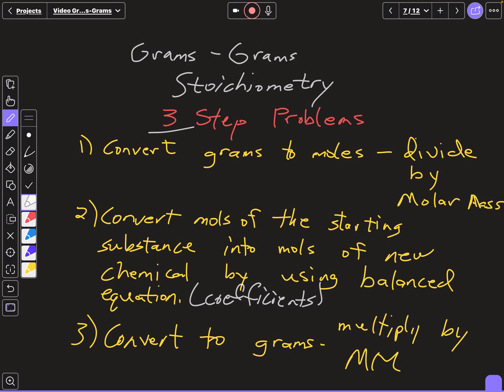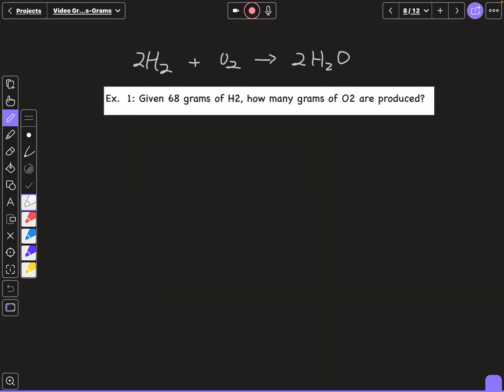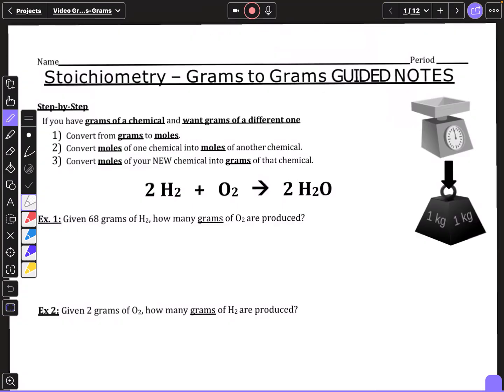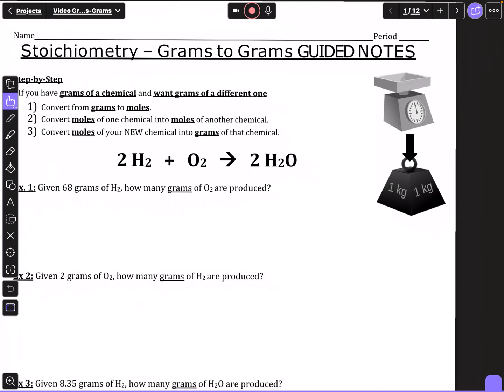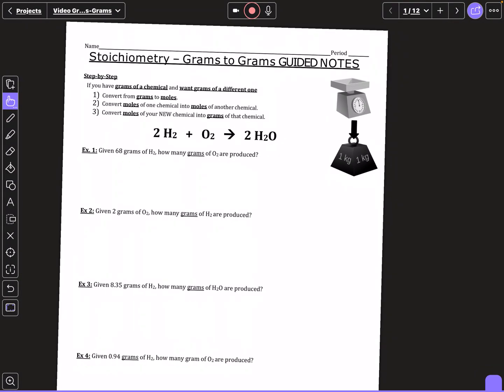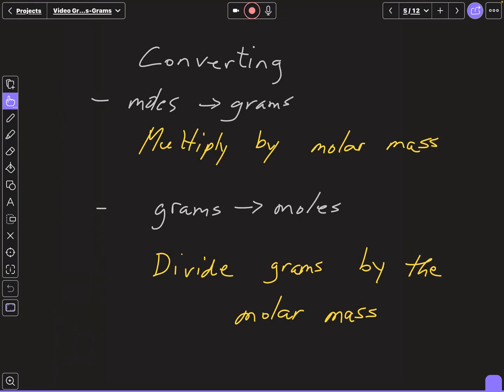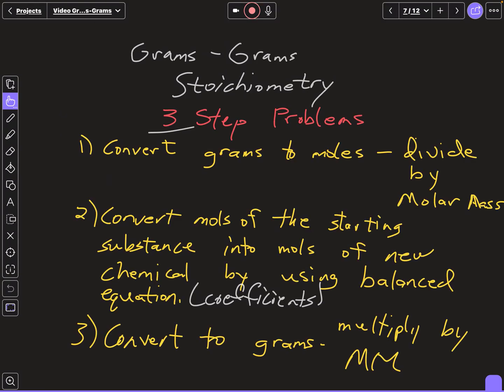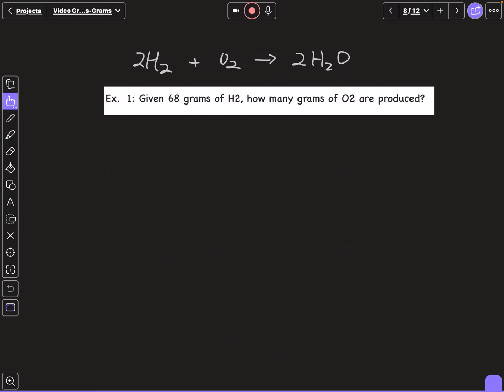That's the only step where you use coefficients. And then the last step is once you're in the moles of your new substance, convert that to grams by multiplying by the molar mass. So let's look at some examples. If you look at your practice problems, or your notes, the first page, it's the same thing as this right here. I put these problems on a slide here by themselves, where I have more room.